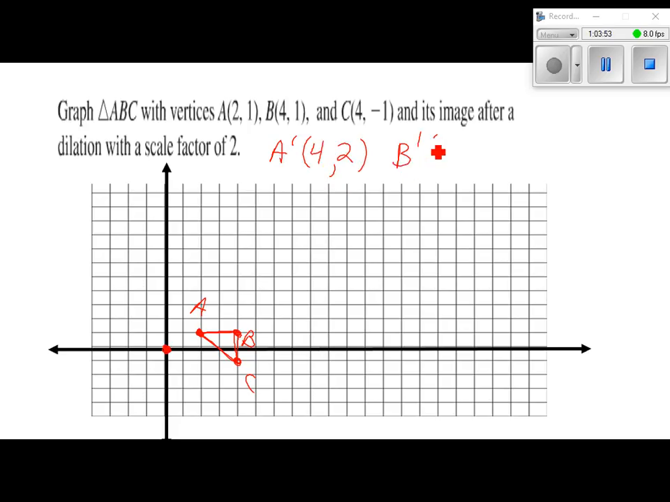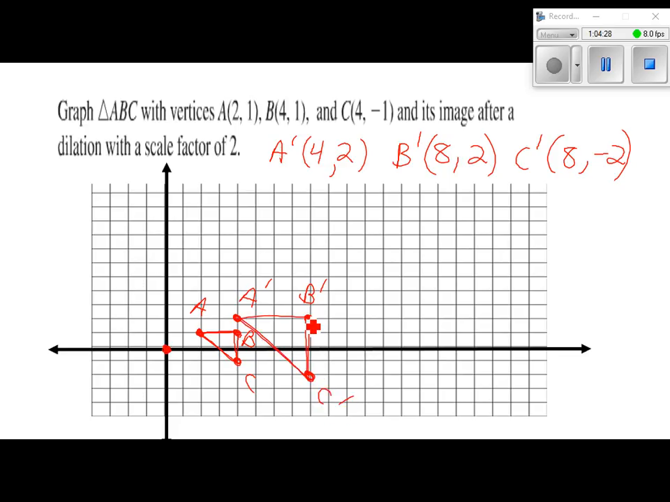What's B prime going to be? 8, 2. What's C prime going to be? 8, -2. And now I graph those. 4, 2. 1, 2, 3, 4, 2. That's there. That's A prime. 8, 2. 1, 2, 3, 4, 5, 6, 7, 8, 2. That's B prime. 8, -2 is C prime.